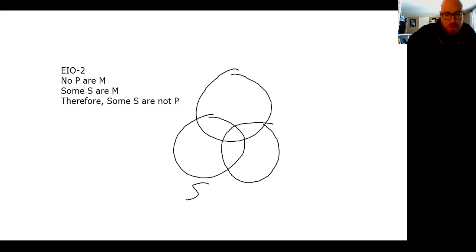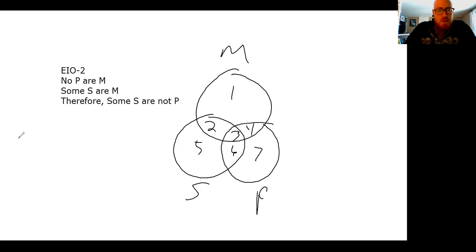Okay, label our circles here, S, M, and P. All right. Now, if it's helpful, I'll go ahead and write in the numbers: 1, 2, 3, 4, 5, 6, 7. Okay. Now, remember the rules. We only mark the premises. So we're going to mark this statement, no P are M. We're going to mark this statement, some S are M.